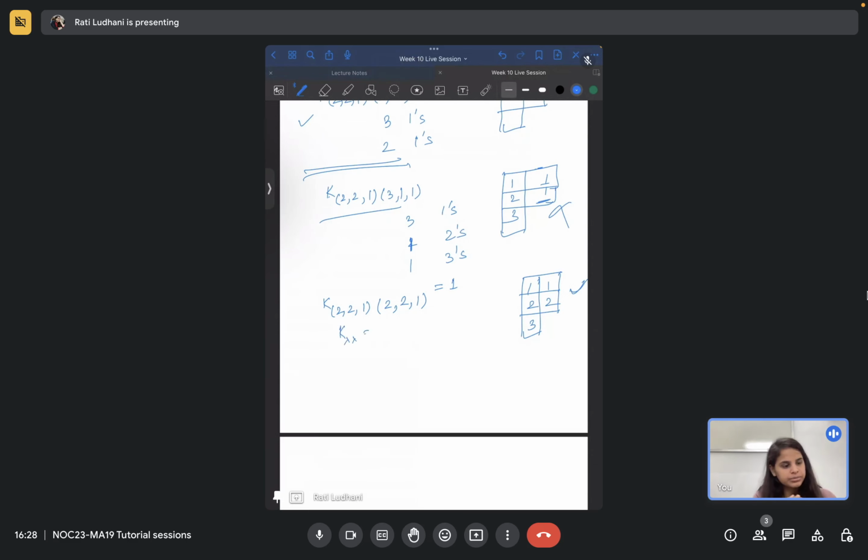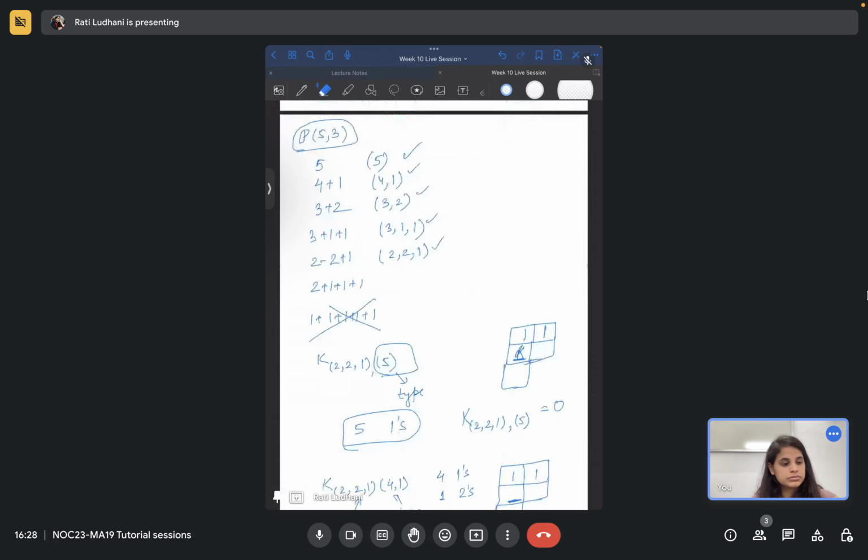So K lambda lambda is equal to 1. Okay, now let's see the next one. Do we have a next one? No, because we have till 2 2 1 only.